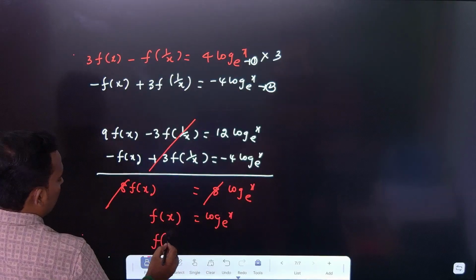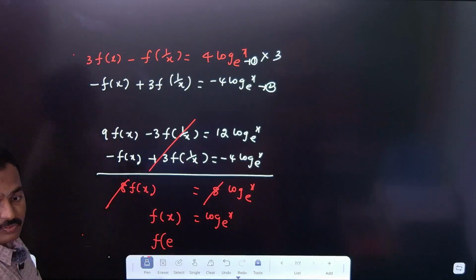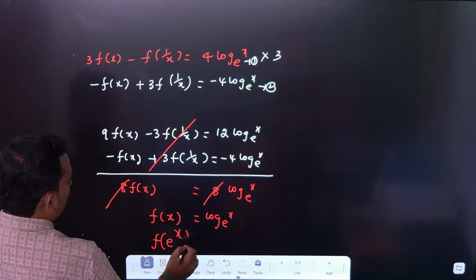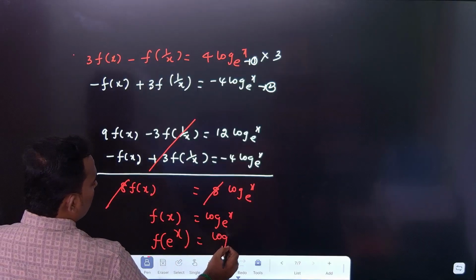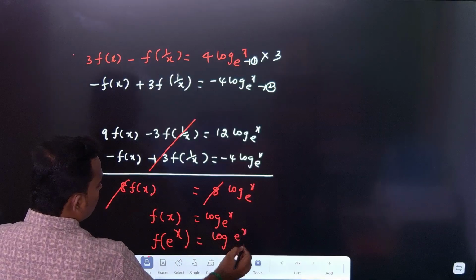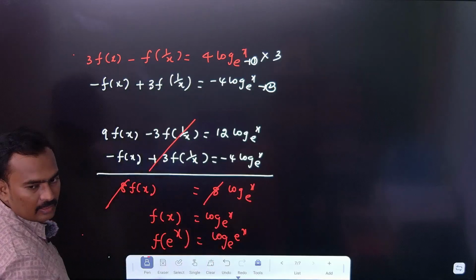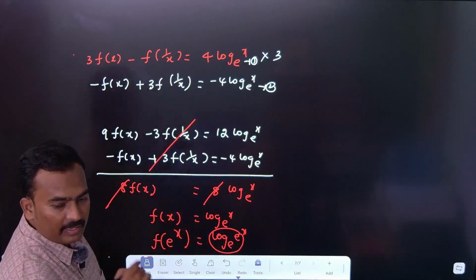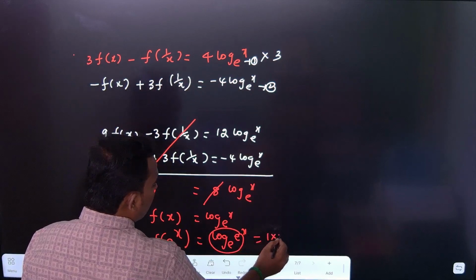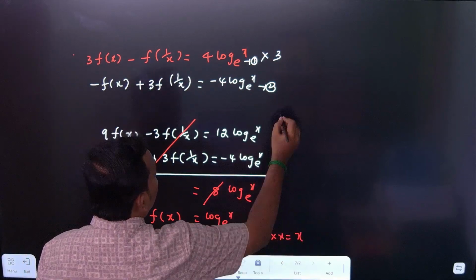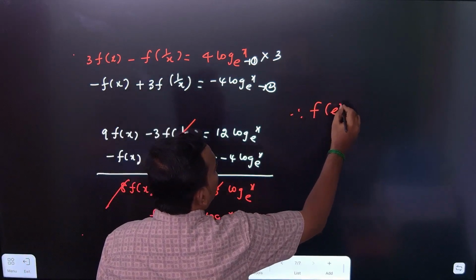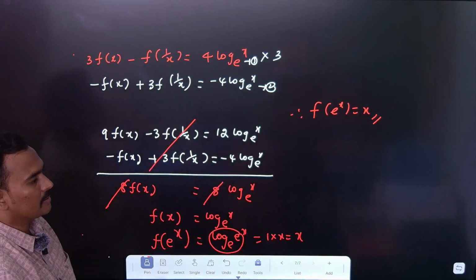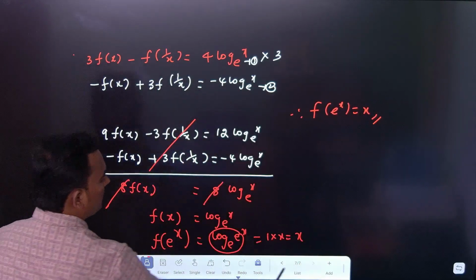What do we actually need? F of e power x is required, so you replace x by e power x. So log e power x, just replace x by e power x. You know that log e base e value is what? 1, right? So therefore 1 into x here is x. Therefore f of e power x value is x. I hope everyone understands, right? Okay, we'll go for the next question.